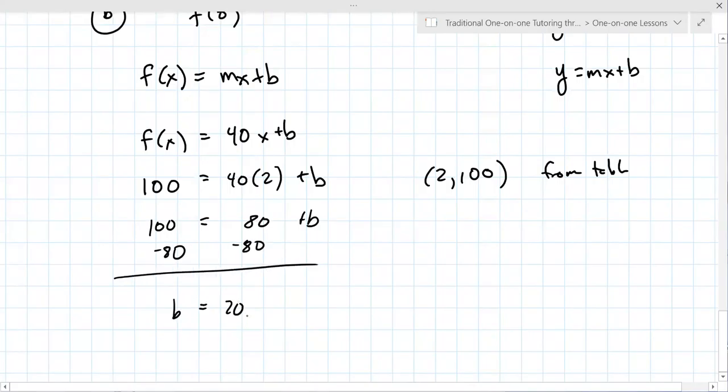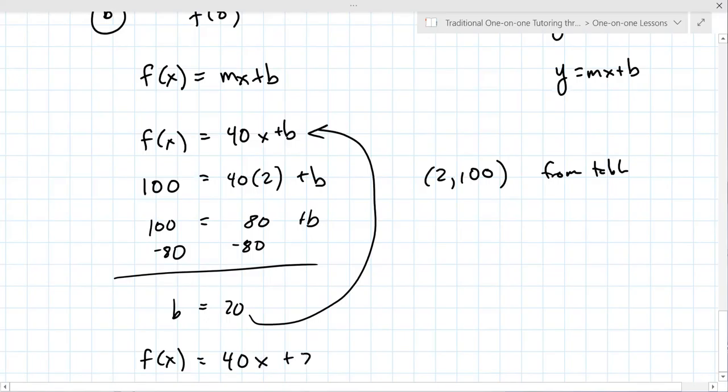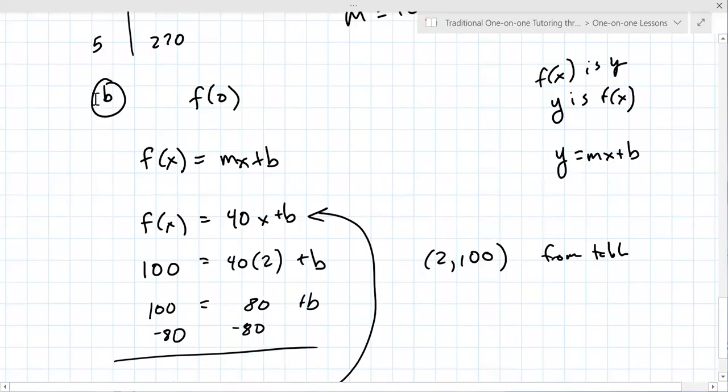So that goes back in this line here. You write f of x equals 40x plus 20. That's just showing the work. Now remember, what did it ask for? It asked for f of 0.